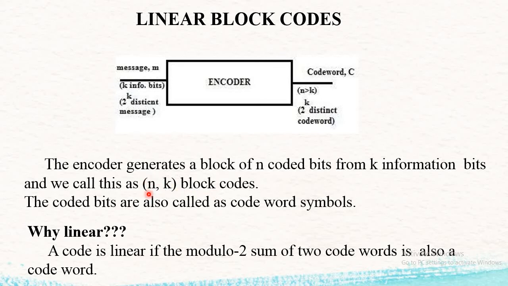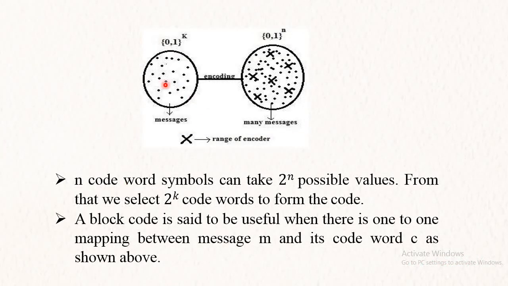This is a generalized representation of a block code, that is N by K, where N indicates the size of a code word after encoding, and K indicates the size of a message bit. So why linear? A code is linear if the mod 2 sum of two code words is also a code word. Therefore it is called a linear code. Here the N-bit code word symbol can take 2 raised to N possible values. From that we select 2 raised to K code words to form the code. A block code is said to be useful when there is a one-to-one mapping between message M and its code word S, as shown above.